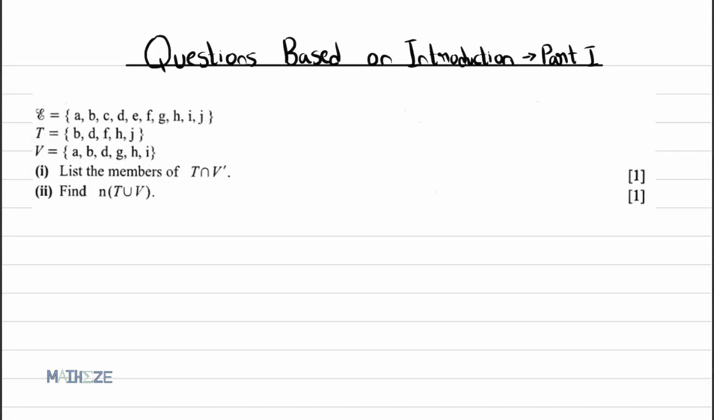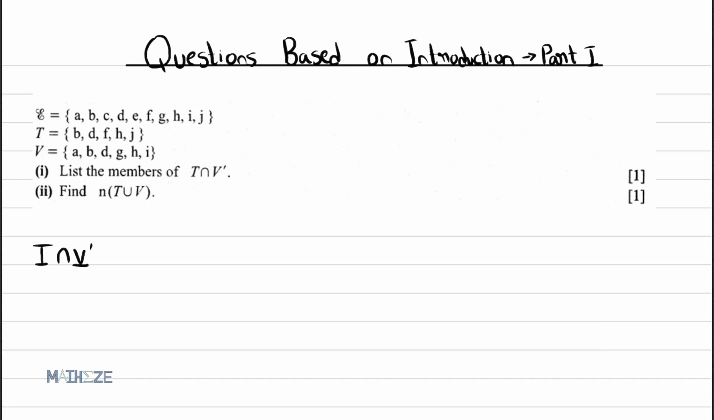Hi, guys. In this lesson, I'll be solving a few questions based on the introduction which I gave in the last lesson. So let's begin. In the first question, we are given a universal set, set T, and set V. In the first part, I'm supposed to find T intersection V complement. So I have set T and I need to find set V complement. What does intersection mean? Common elements in T and V complement. So let's begin.